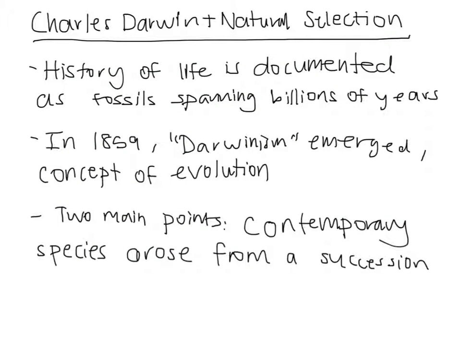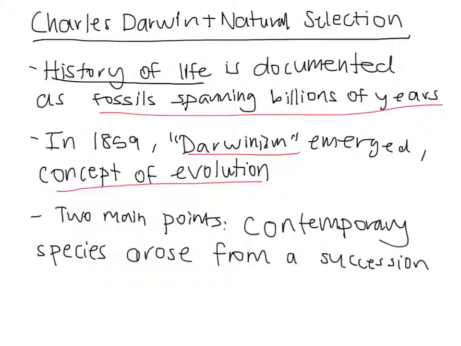In order to make sense of it all, Charles Darwin, one of the most famous biological researchers of all time, came up with the theory of natural selection. During his time, he was looking at the history of life, which was documented as fossils spanning billions of years. And in 1859, after much observation of currently living species and fossils, Darwin published a book, and his concept of evolution became known as Darwinism.